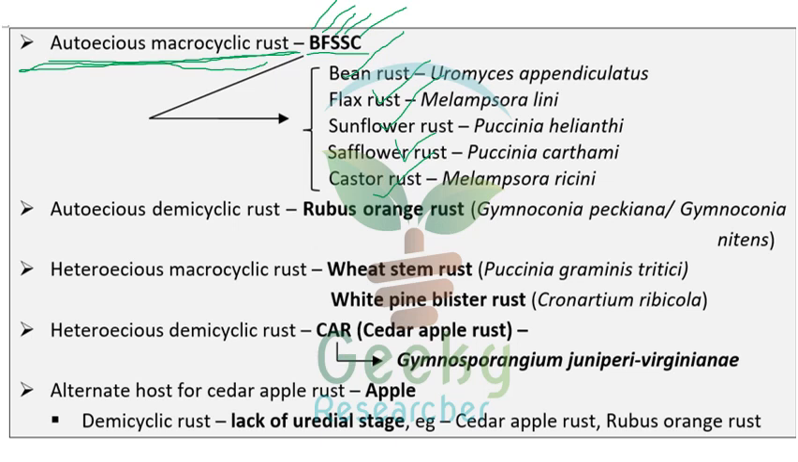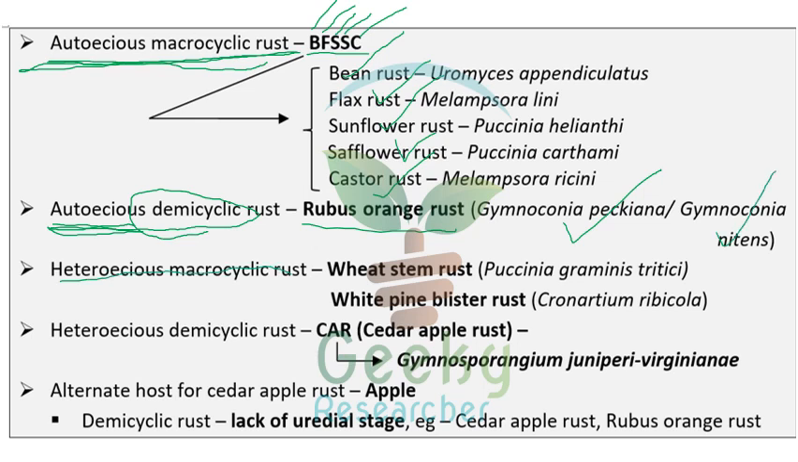Now we will see what is autoecious. The pathogen completes the entire life cycle in a single host. What is macrocyclic? All 5 spore stages are present. So all 5 spore stages will be finished in a single host. That is called autoecious macrocyclic. Autoecious demicyclic: demicyclic means lack of uredial stage. The pathogen completes the life cycle in a single host, but the uredial stage is absent. An example is rubus orange rust, which is caused by Gymnoconia peckiana or Gymnoconia nitens.